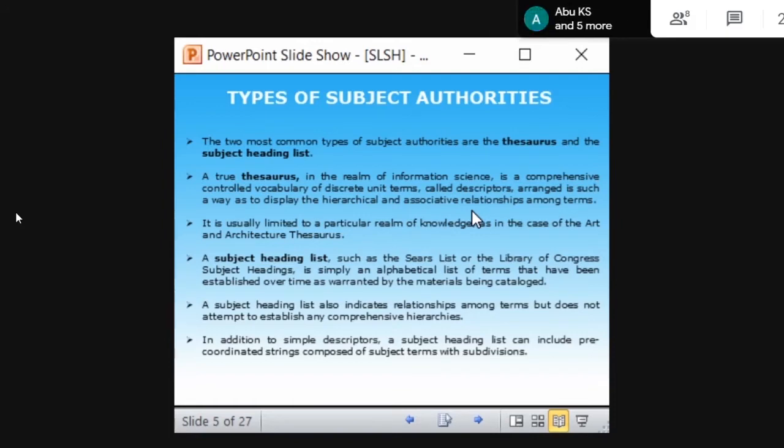So hierarchical is nothing but broader term and narrower term. Remember the top to bottom order, right? In a hierarchical structure, what will happen? The head will be there. Take a university system: vice chancellor, deans, heads of the departments, faculties, associate professors, assistant professors, then students. That is the hierarchical order, from top to bottom, or from bottom to top, whatever it may be.